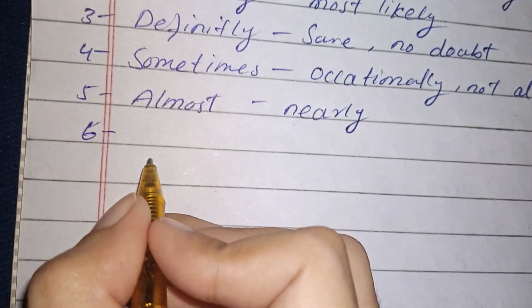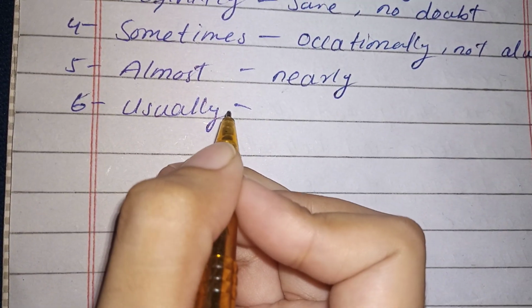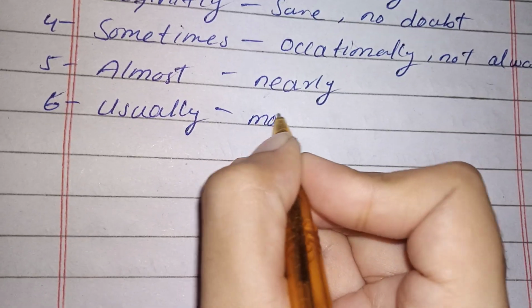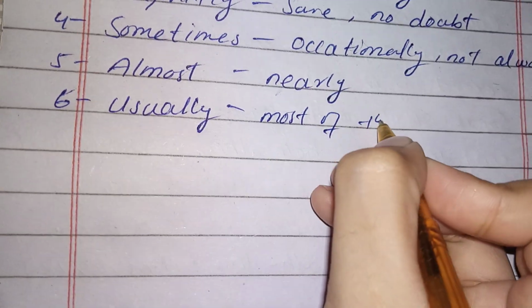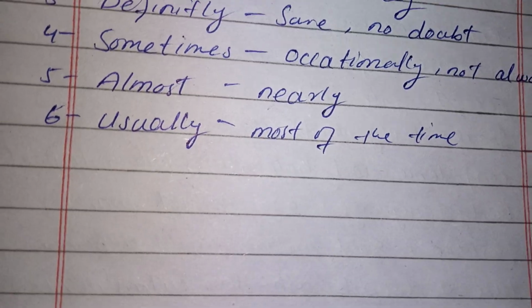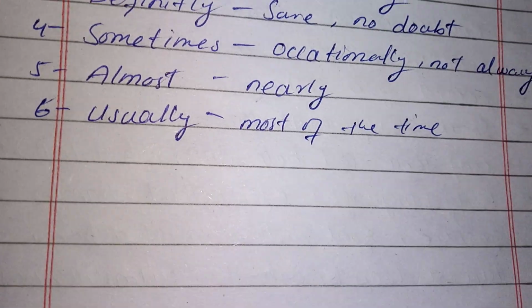Okay, and my sixth word is usually. Usually means most of the time. I go there most of the time. I go there usually, or I go for a morning walk usually.